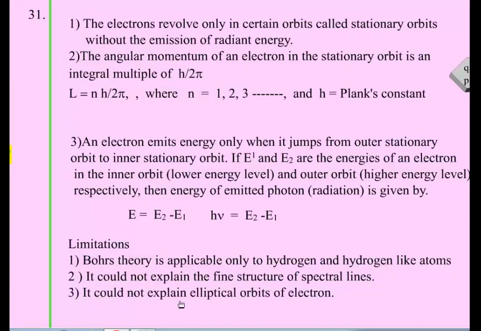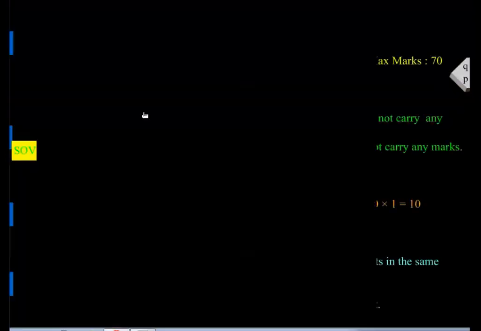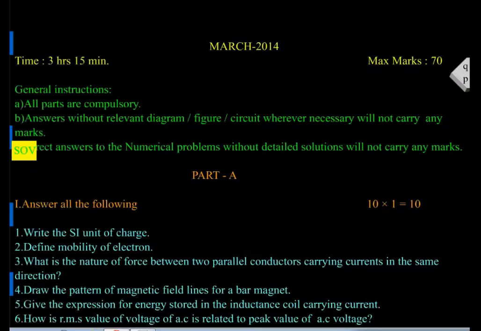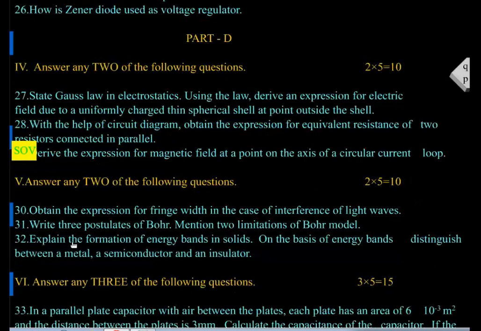Third one, it could not explain elliptical orbits of electron. So this is an answer. Next, let us go to 32nd one. The 32nd question: explain the formation of energy bands in solids. On the basis of energy bands, distinguish between a metal, a semiconductor, and an insulator.